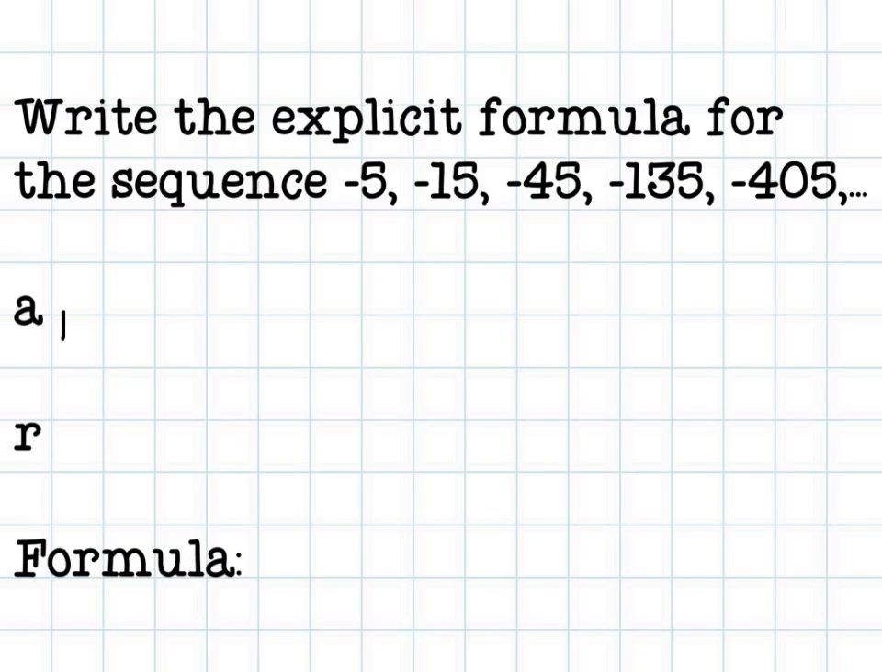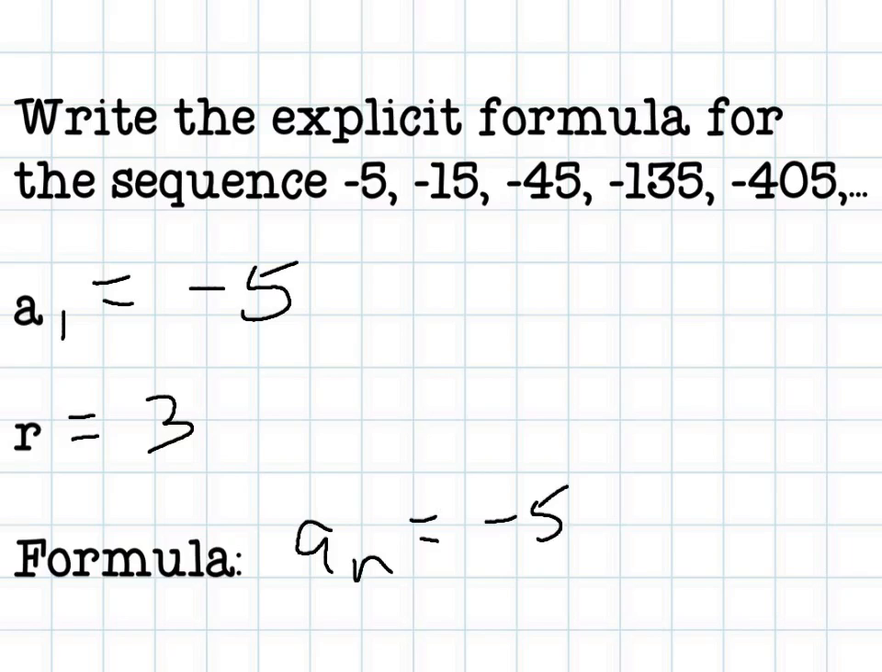Okay, well, a sub 1 is the first term in the pattern, and the first term is -5. The common ratio is the number that you multiply by to get to the next number. In this pattern, we've multiplied by 3 with every number. So the formula that we would use for this pattern is a sub n is equal to, the first term is -5, the common ratio is 3, and it would be to the n minus 1 power.